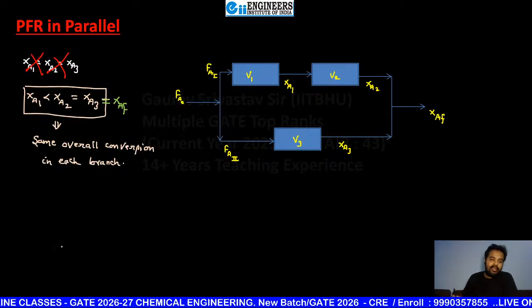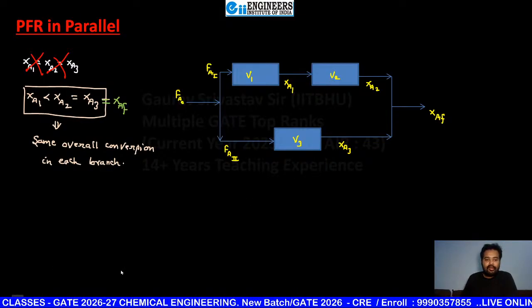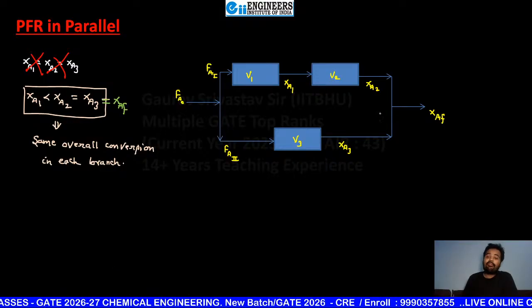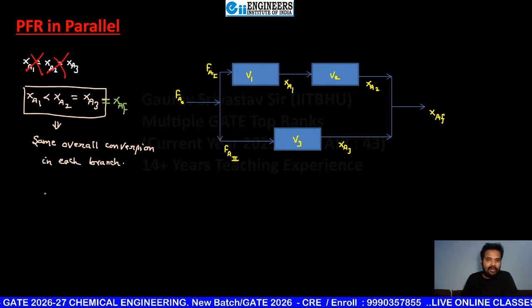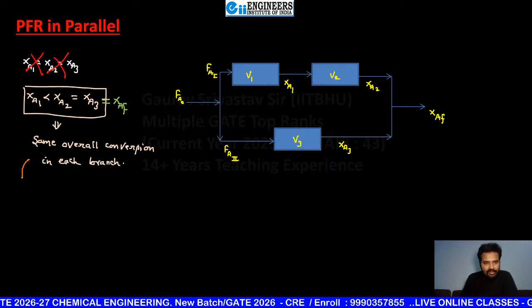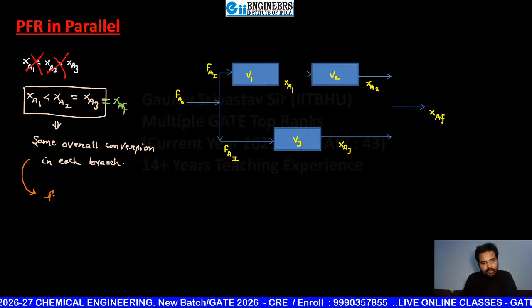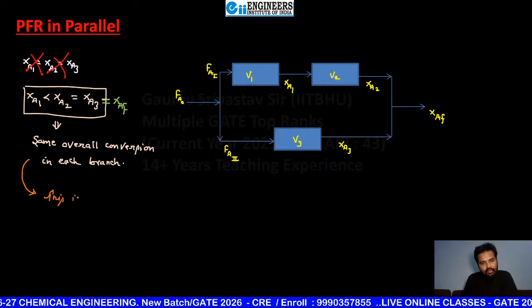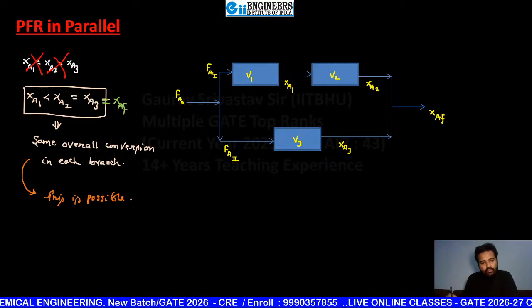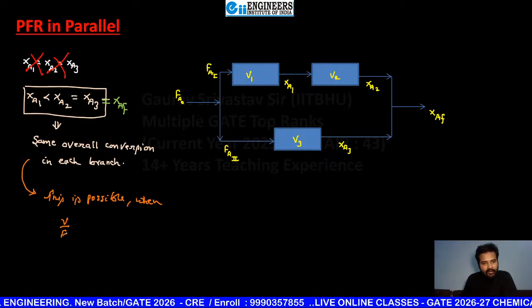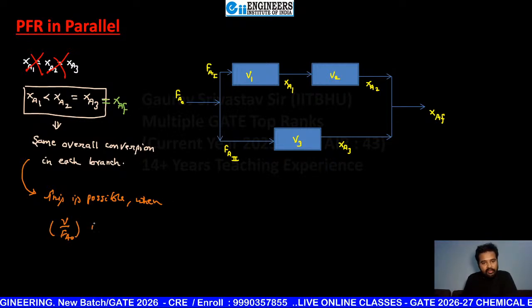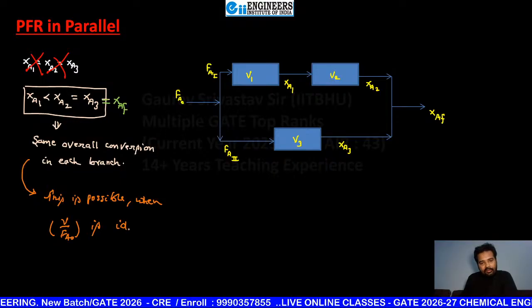Now here again they can ask you the same question: when will it become equal? Your answer will remain the same, my dear students. You have to tell that this is possible when V by FA naught is identical for the branches.